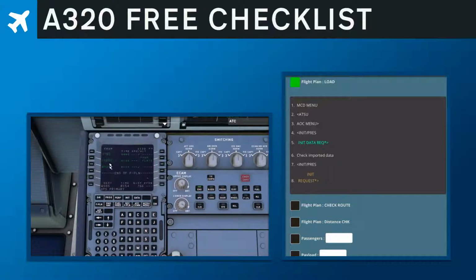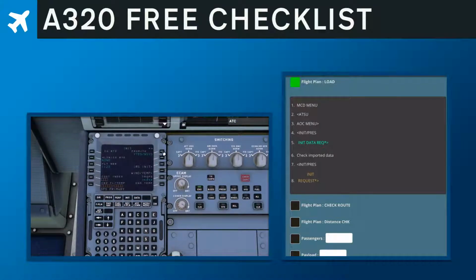If we go to the flight plan, all we've got is the start to finish without any routes or anything in between. So it's good this happened, so we can talk through what we need to do to fix that. So if we go back to the MCDU and flight plan, MCDU, ATSU, AOC menu, and init, I think it is. No, init. Here we are.